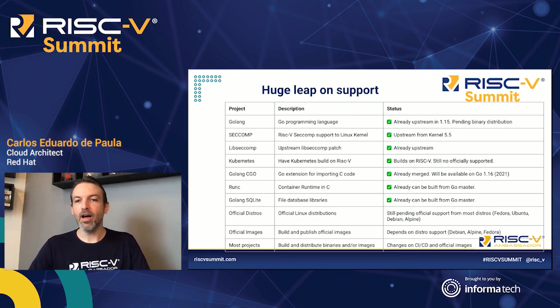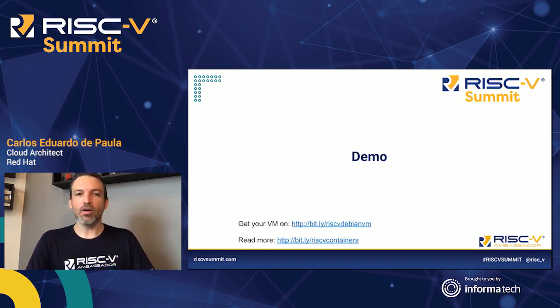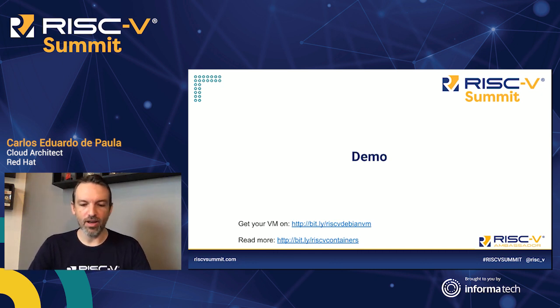We still need the main distributions to officially support RISC-V, so we can also build the official Docker images for those distributions. And after these images are ready, I can start submitting CIs to build the applications officially on RISC-V. I'm going to show a little demo of RISC-V running Kubernetes.